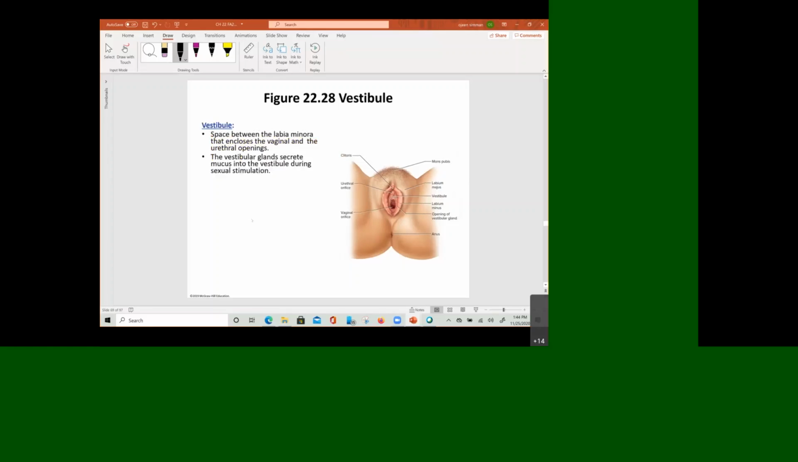The vestibule, this is the space between the labia minora that encloses the vaginal and urethral opening, which is this right here. We have vestibular glands that secrete mucus into the vestibule during sexual stimulation.